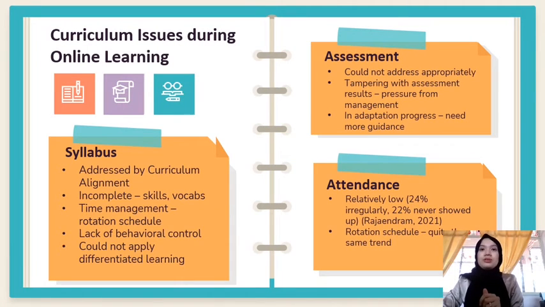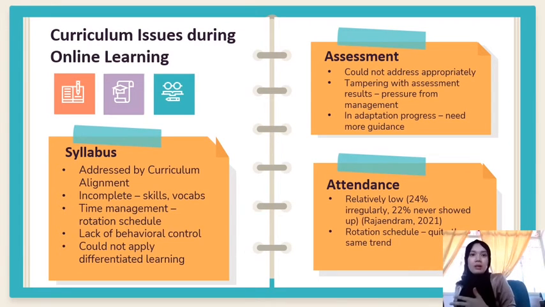Many teachers could not address the syllabus accordingly, as we usually taught in face-to-face interaction. Due to this, KPM had endorsed curriculum alignment to address this issue. However, like in English language, due to the simplified version of curriculum alignment, many skills and vocabularies are to be reduced, and as teachers, our concern is that our students will struggle even more in the years to come, for they are lacking in these skills that should have been covered within these 2 years.